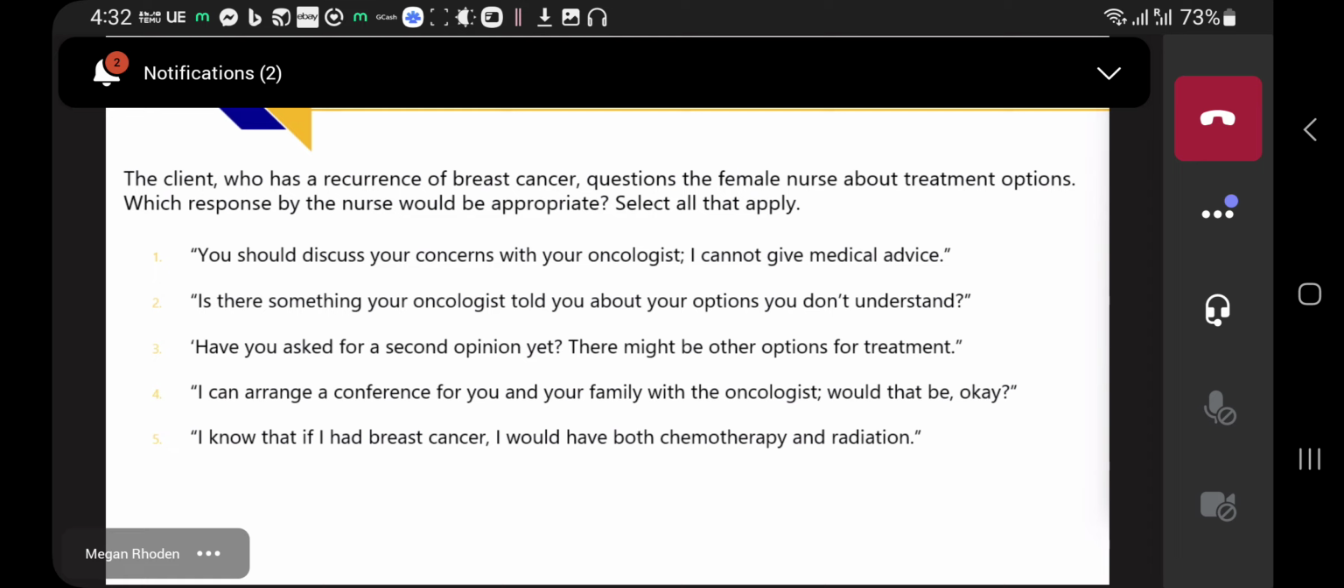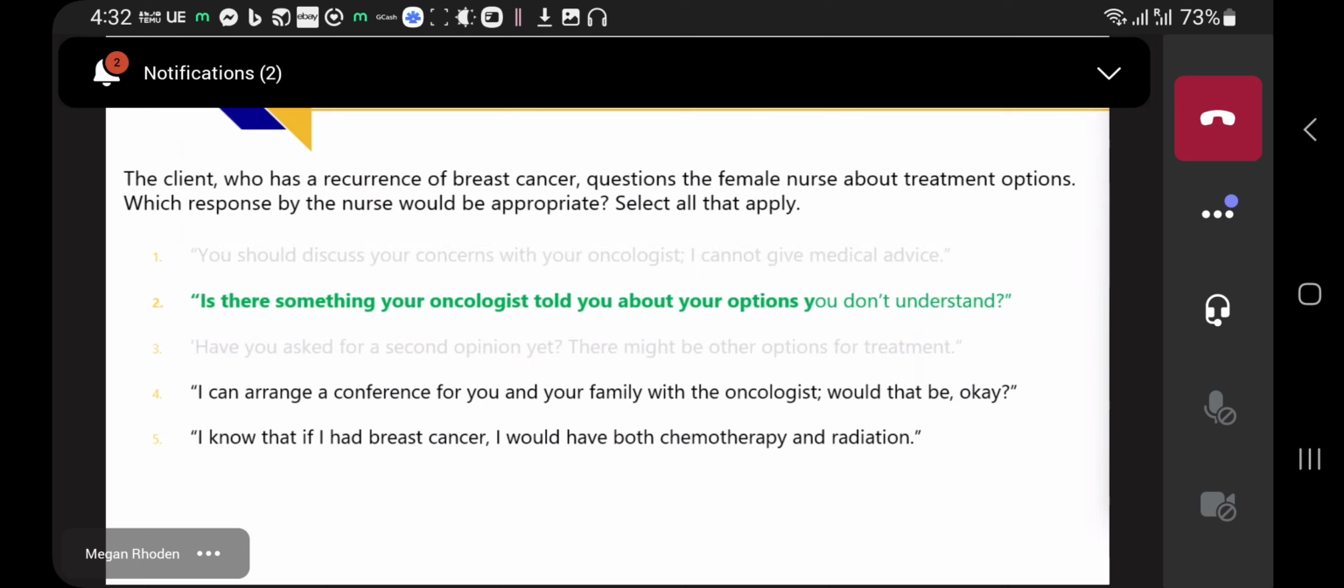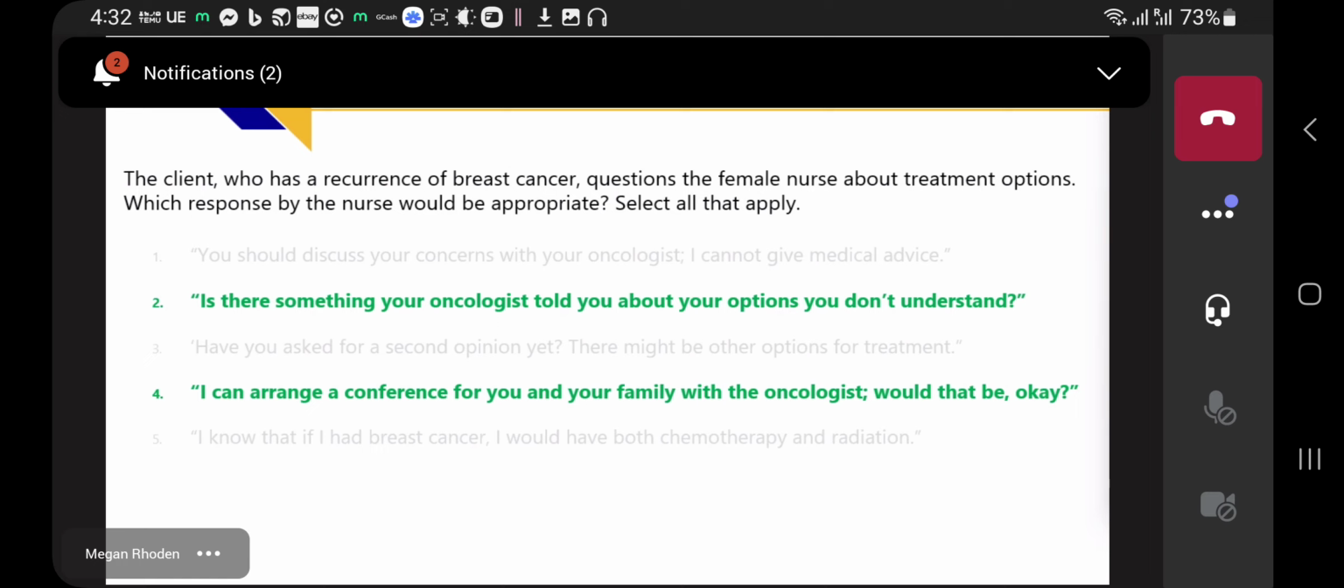Alrighty, guys. So coming back together, let's reveal the correct answers here. So I'll bring them all up on the screen and then we'll talk about it. So the correct answers are the ones here in green. So 2 and 4. Is there something your oncologist told you about your options you don't understand? This response provides an opportunity to identify any misunderstanding that the client may have, and to provide an opportunity to teach. And then number 4, I can arrange a conference for you and your family with the oncologist.